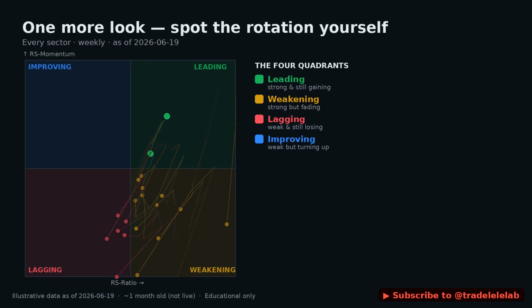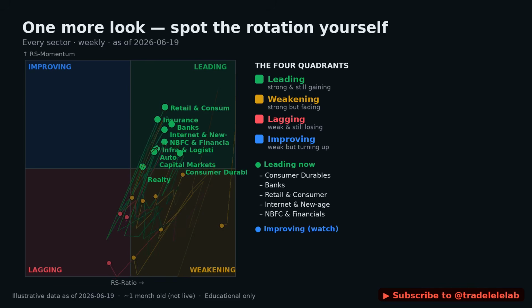Look at the direction each head is pointing. Are the leaders still climbing, or are some beginning to curl over toward weakening? Is anything down in the lagging quadrant just starting to hook upward? Every single time you open a chart like this, run through that same simple routine, quadrant first, then direction. With a little practice, this becomes second nature, and the whole market story will open up to you in seconds.